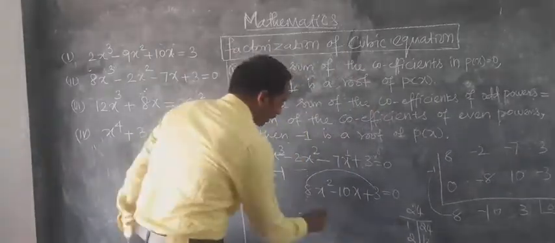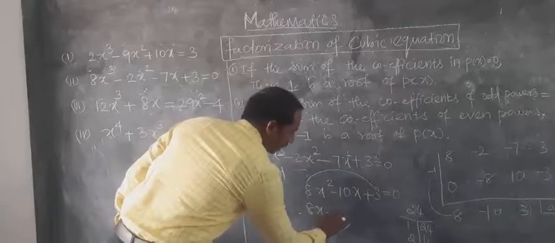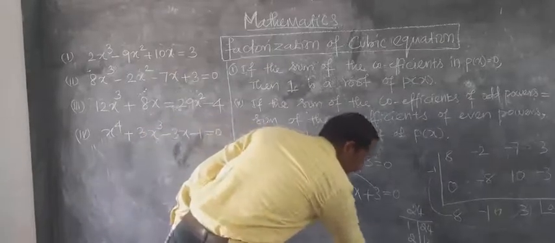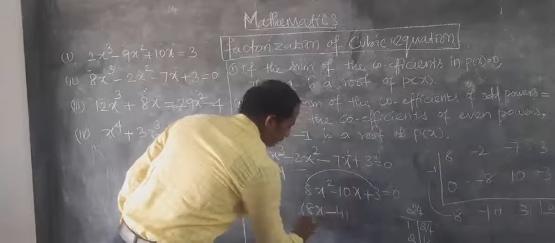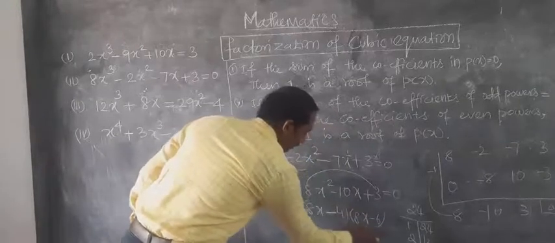So you come to write 8x, negative, like this. Negative 4. So 8x negative 6 divided by 8.